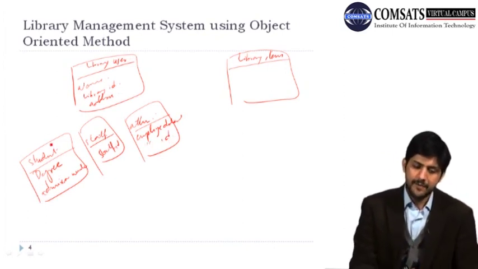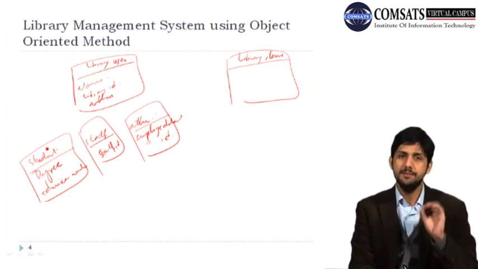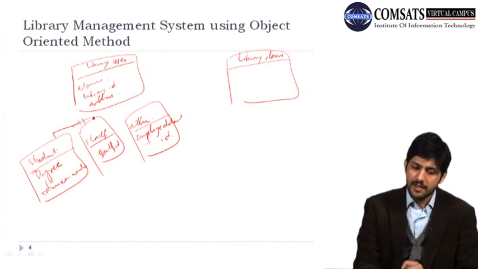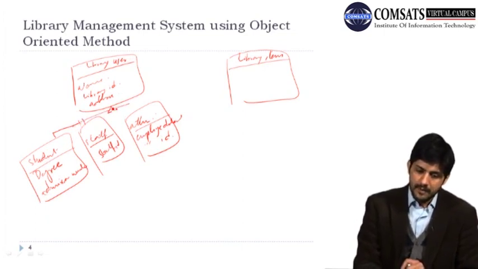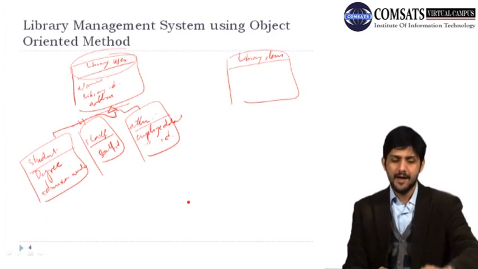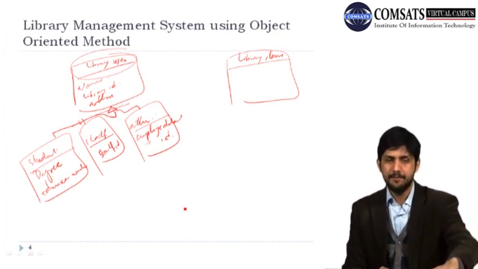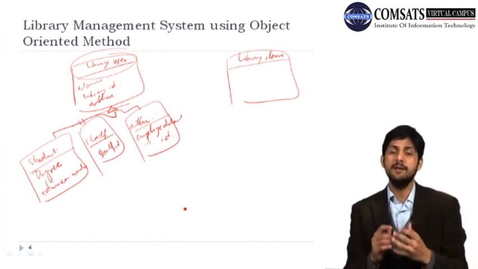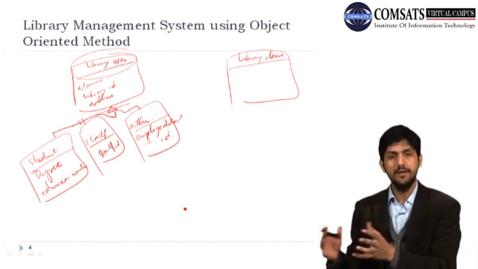And we said that using the object-oriented concept of inheritance, all these three classes are the child classes of this superclass library user. So they are inheriting not only the attributes of the library user class, they would also inherit any associations library user has with any other classes.